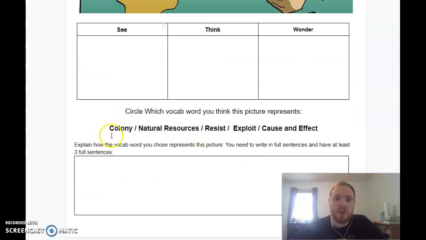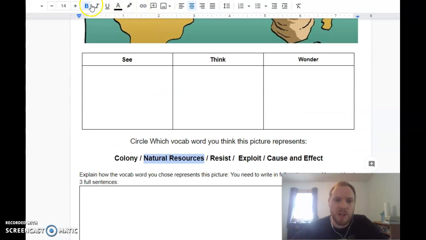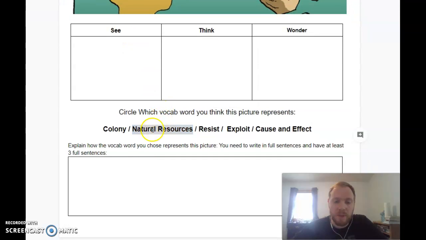And then it says circle. If you know how to do that, go for it. If you don't know how to do that, you can just go ahead and bold one. So maybe you think this means natural resources. So you would highlight it, go up to the top. You can bold it. You could underline it. You could even, maybe you think it's that one, you could go about and erase the others, so just this one is around. And then the last thing you're going to do is explain how the vocab word you chose represents this picture. You'll need to write in full sentences and have at least 3 full sentences.